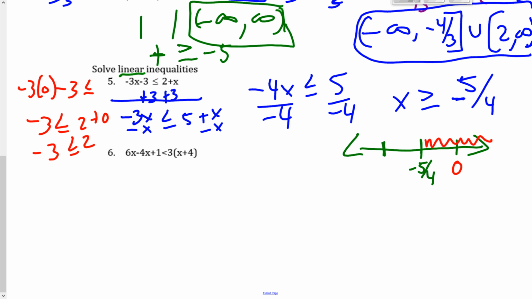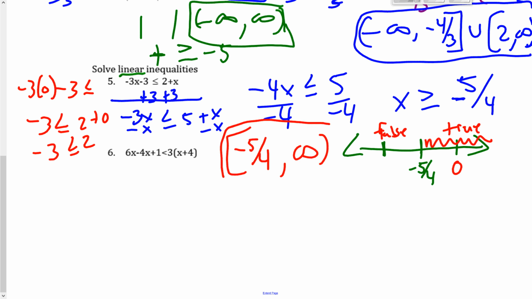If you want to, you could test a point over here. That'd be like negative 2. So negative 2 times negative 3 is 6. 6 minus 3 is 3. 3 is less than or equal to 2 plus negative 2, which would be 0. And 3 is not less than or equal to 0. So this would be false over here, and it's true over here. And that's what our inequality says. X is greater than, so all my numbers greater than or equal to negative 5/4 would be true. So that goes from negative 5/4, and since it's or equal to, that means it needs to be a bracket, and all the way to positive infinity. So that's what I want your answer to be.